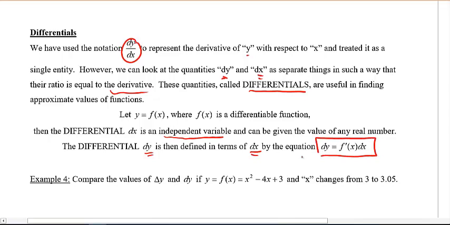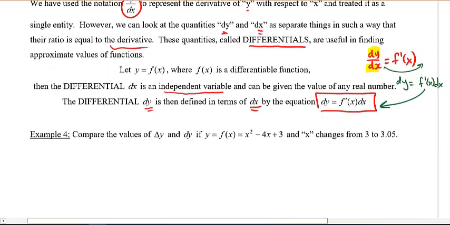Now you're like, where'd that come from? Well, don't freak out. Remember, dy dx is the same thing as the derivative. Now we're going to treat these as two separate entities. So I can take the dx part and move it to the right-hand side. And then you have dy equals f prime of x dx. Ta-da!